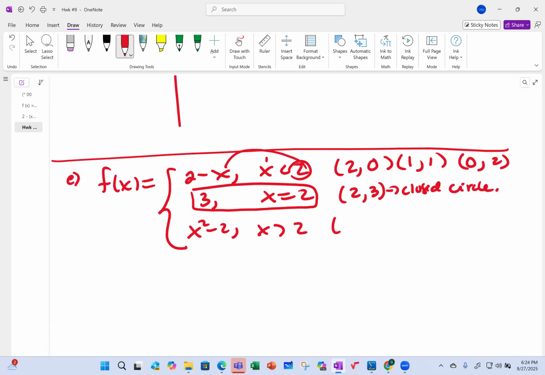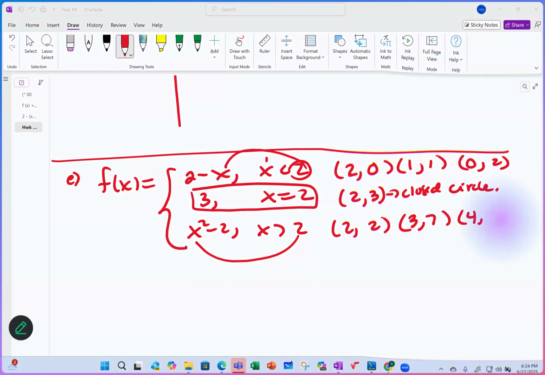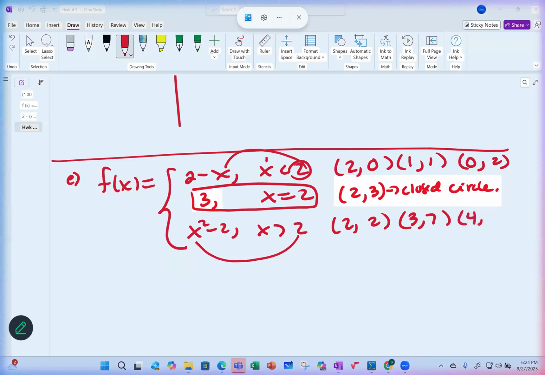Down here, I'll still pick 2. 2 squared is 4, minus 2 is 2. 3 squared is 9, minus 2 is 7. And then I can pick 4 squared. That's going to be pretty big. That's 16. Put the 4 in, that's 16, minus 2 is 14. But wait, what happened here?